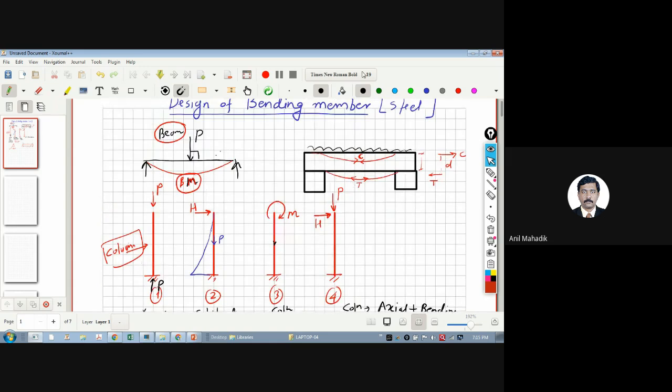Now, if you look at this closely, there is a compression and there is a tension. And all of you know how to design steel members for compression and for tension. So what is the peculiarity of compression in steel design? What is that peculiarity? If you want to design any member for compression, what do we do?